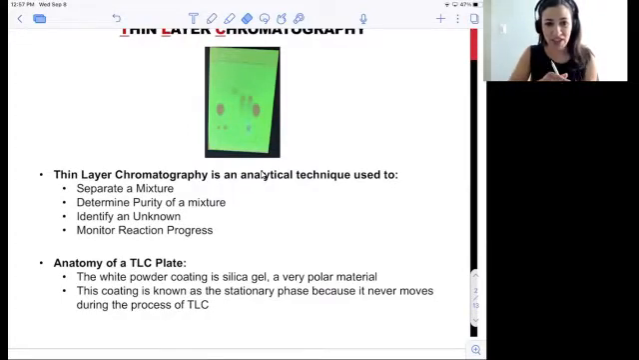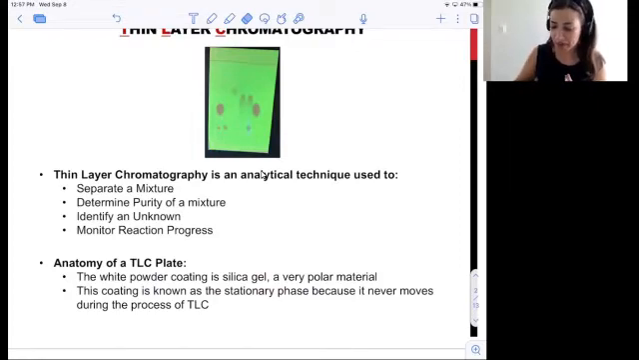It's important to understand that the TLC plates we'll be using in lab are coated with a white powder known as silica gel. And the most important piece of information I can give you about silica gel is that it's very, very polar and it's inorganic. It is more polar than most of the organic solvents that we would use in the lab. This coating is called a stationary phase because during this technique, the powder never moves. It stays adhered to the TLC plate.